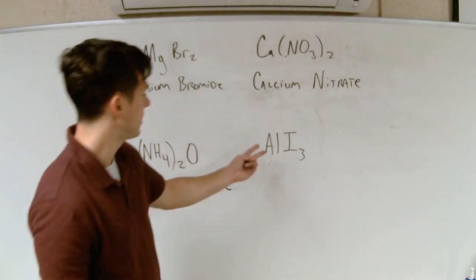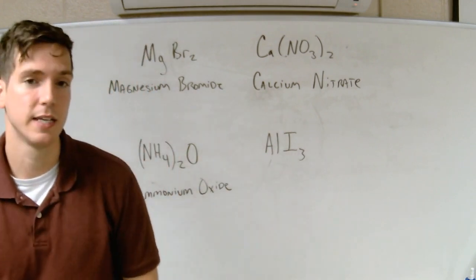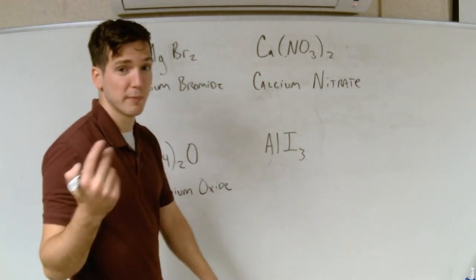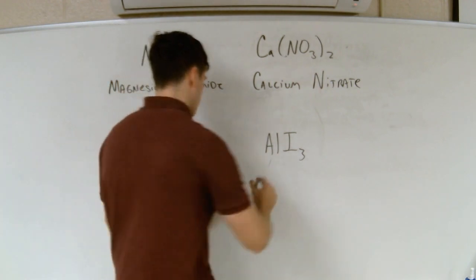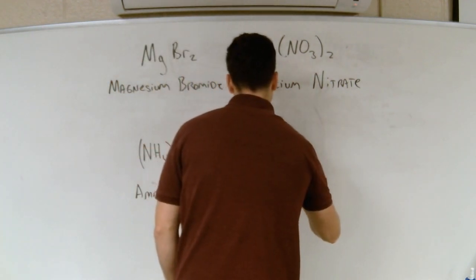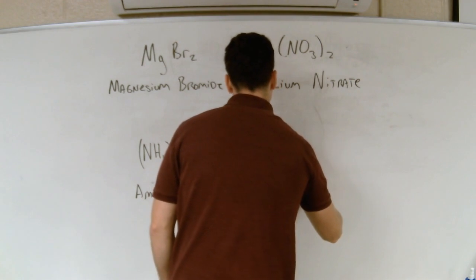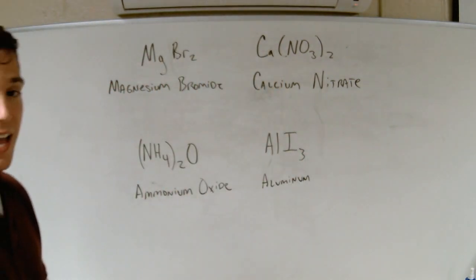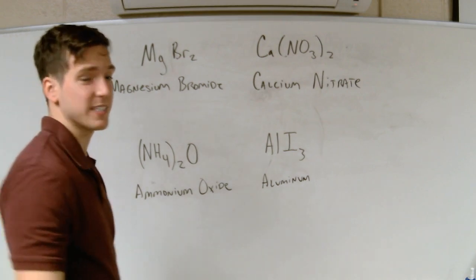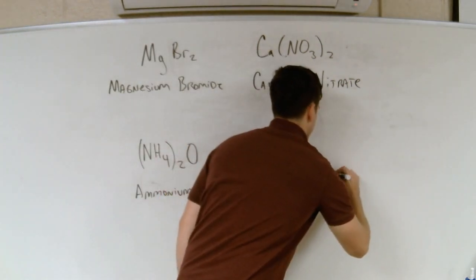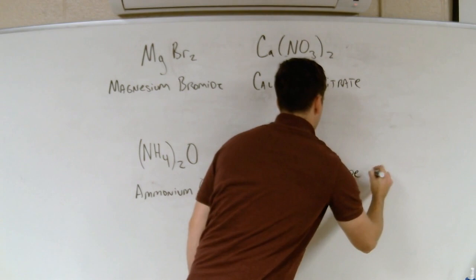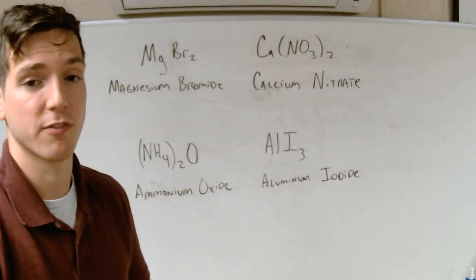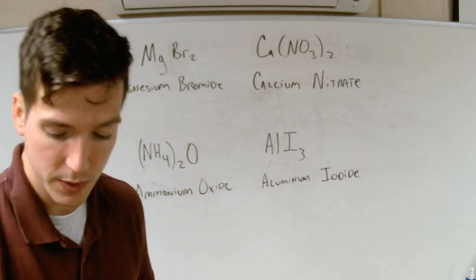That last one, aluminum and iodine, it's only got two elements, right? Aluminum and iodine, so we just name this as normal. Aluminum, or aluminium if you're from across the pond, and iodine, it's not iodine anymore, it's iodide. Iodide, okay? So those are some examples where you're going from the chemical formula to the name.